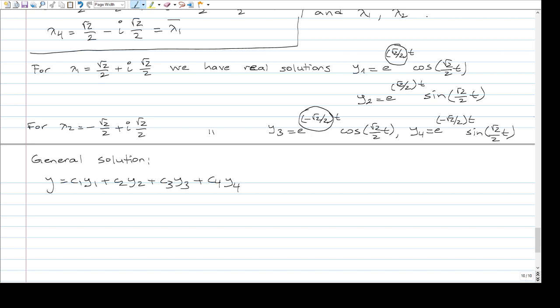Okay, so that's all for this video. We will continue with more examples and the other cases. Well, basically, we have just one other case, repeated eigenvalue. But before that, I will try to solve some more examples of distinct eigenvalues, and then we will continue with the case of repeated eigenvalue. Okay, so until next time.